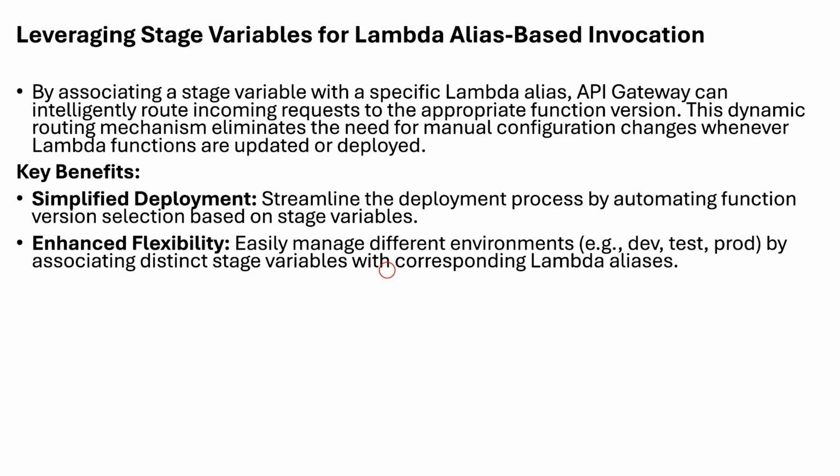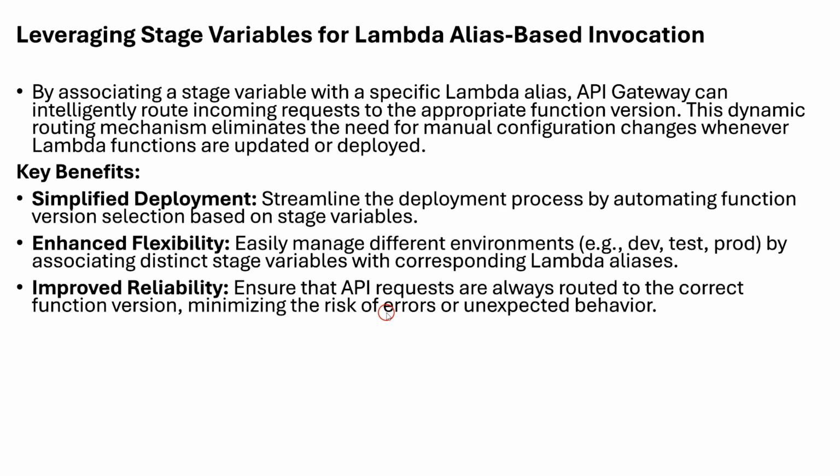And the second one is enhanced flexibility. So you can easily manage different environments, for example dev, test, and prod, by associating distinct stage variables with corresponding Lambda aliases. For each stage variable, for example dev, test, and prod, similar to the example I said, right? Similarly, you can use a stage variable, for example lambda alias, but for each stage you are passing a different value, so that it will route to different versions of the same Lambda function. So the flexibility is there, right? You are adding that flexibility by using stage variables.